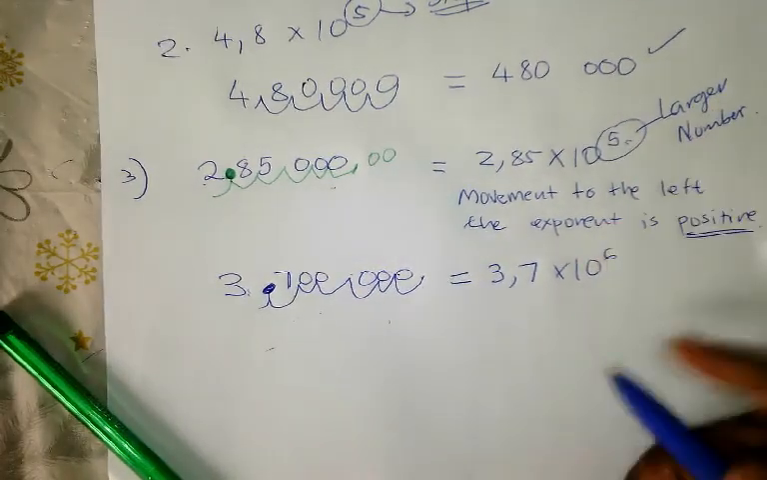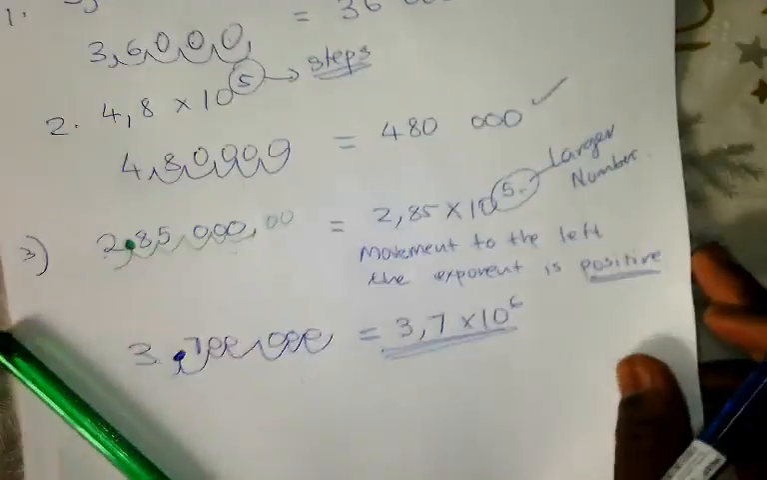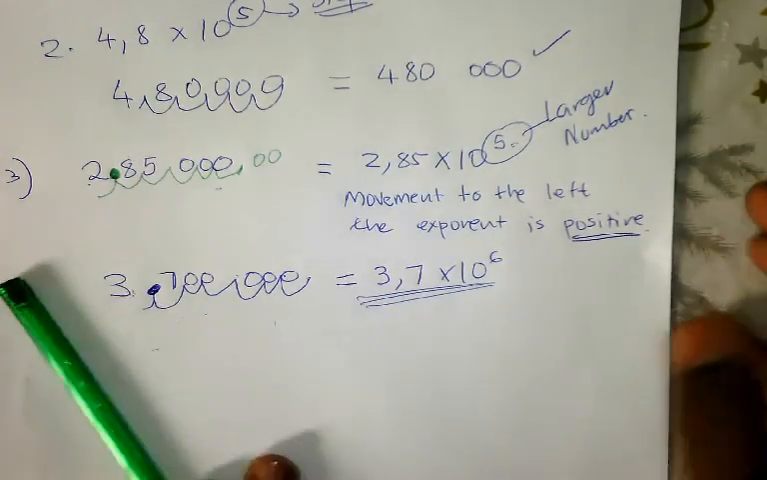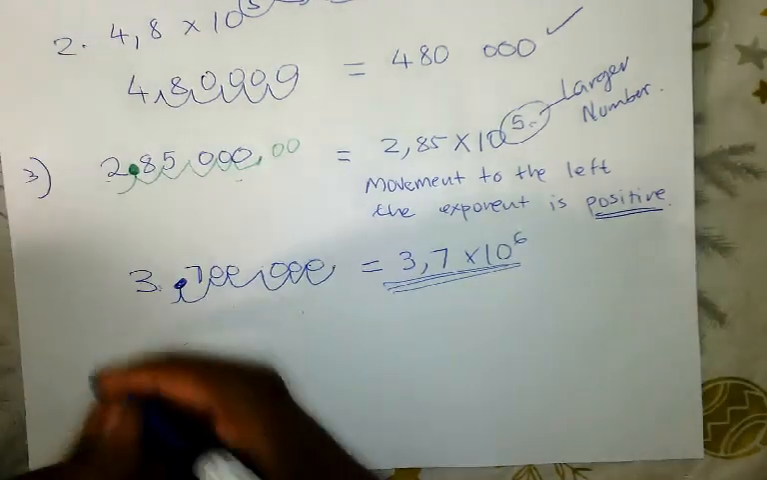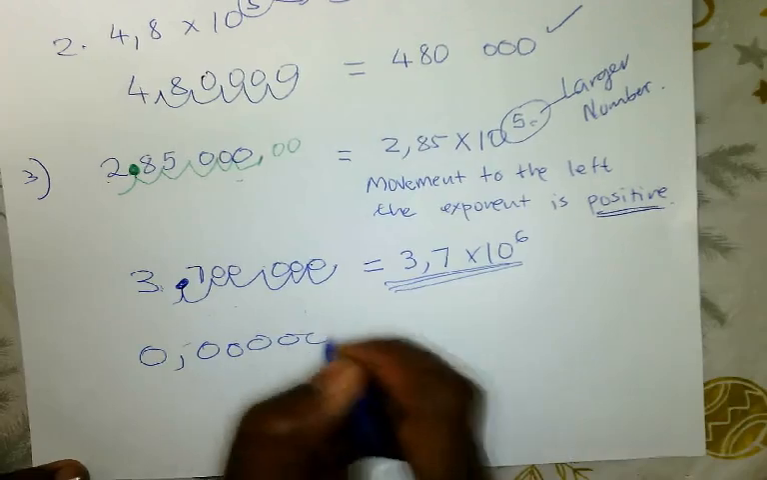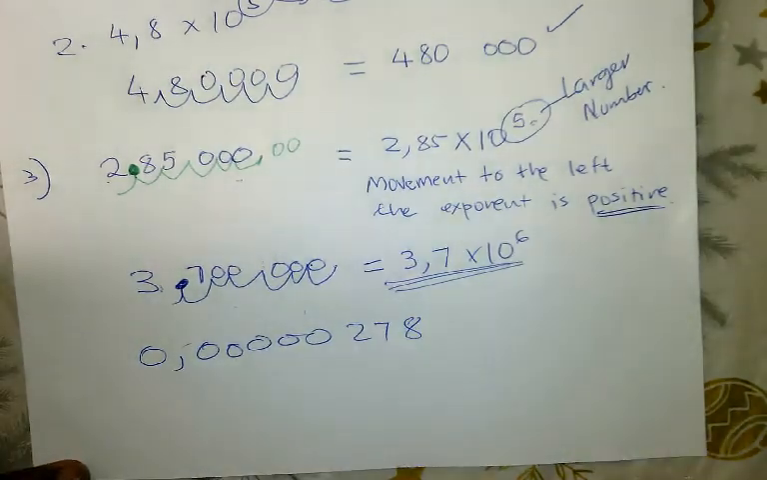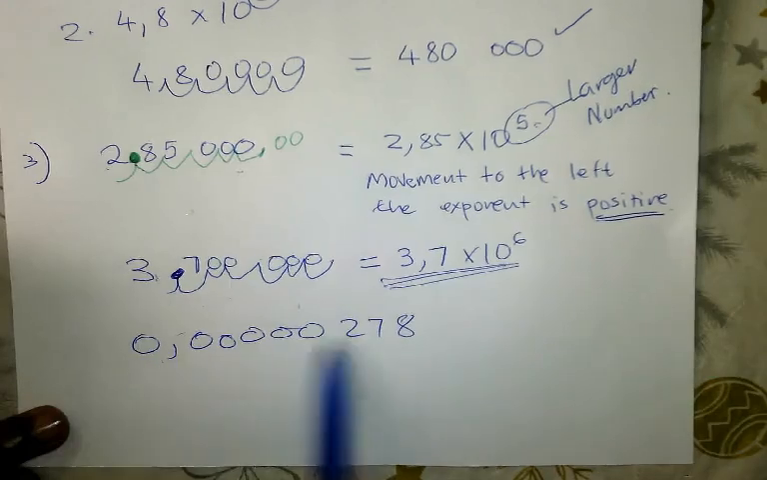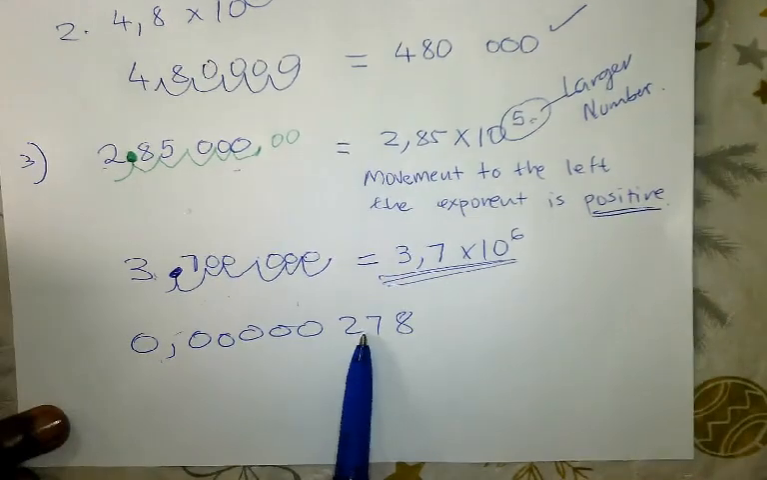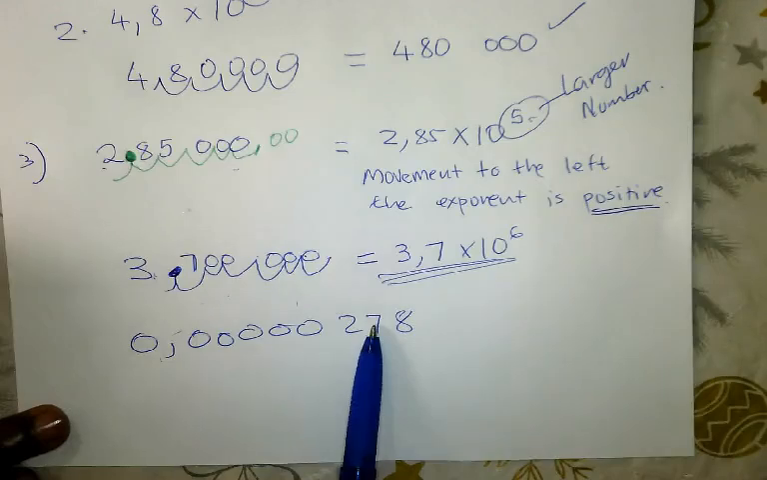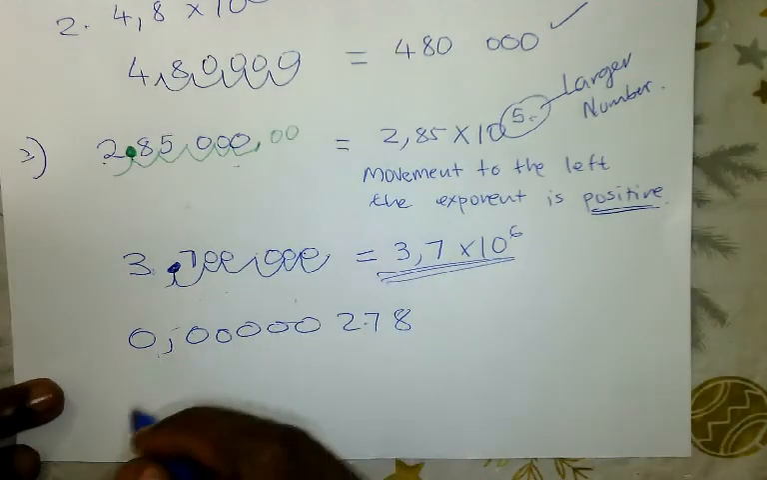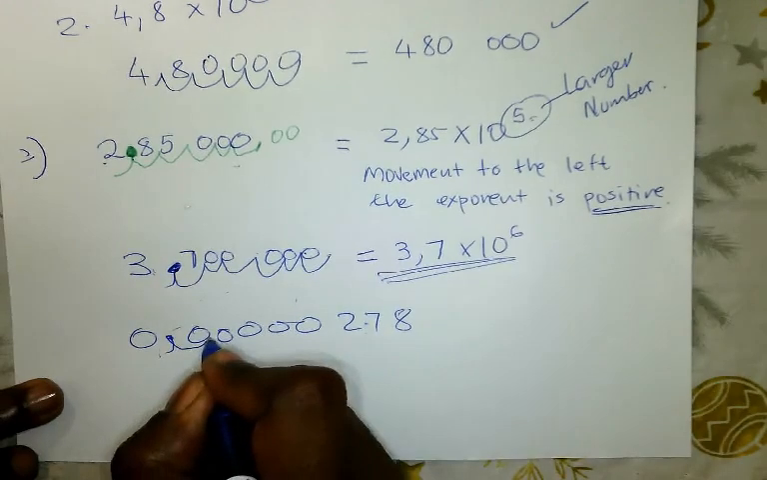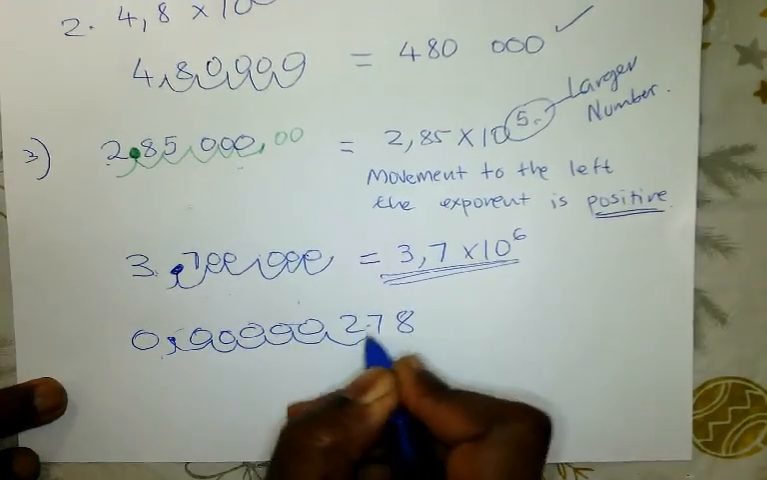Now let's take a very small number. Say we are given 0.000000278. We're going to move the comma up until the first non-zero number. Is it fine? So the comma is going to be here. The first non-zero number is 2. So let's move it: 1, 2, 3, 4, 5, 6. So our answer will be 2.78 multiplied by 10 to the negative 6.